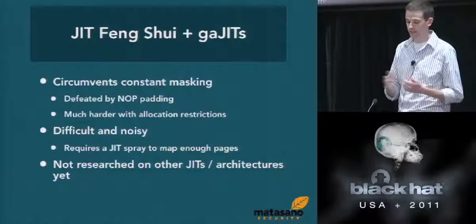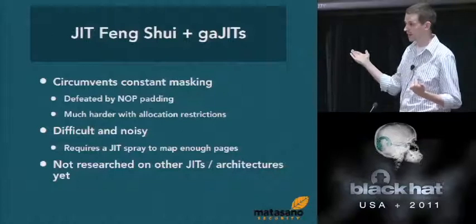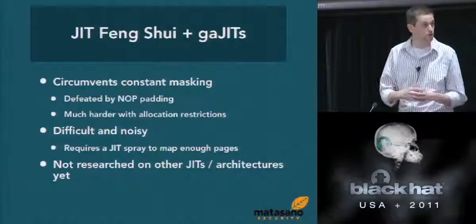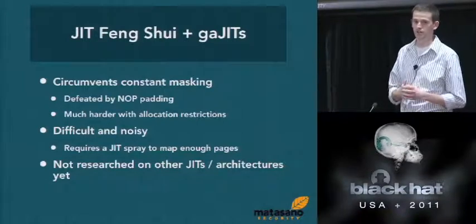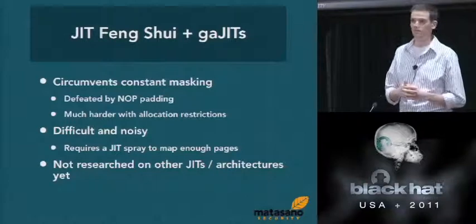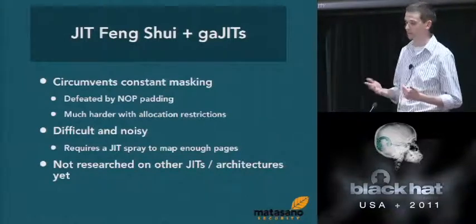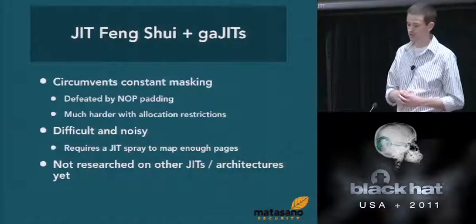And then again, it's really difficult to pull off because you have to do a spray attack. You have to allocate tons and tons of memory to make it work. And of course, we only researched it on Firefox and LLVM so far. There's lots and lots of other JIT engines that need to be looked at to see how controllable their outputs are and whether those outputs contain usable gadgets that you can find at predictable offsets in the JIT emitted page.